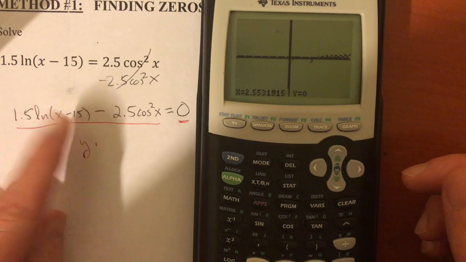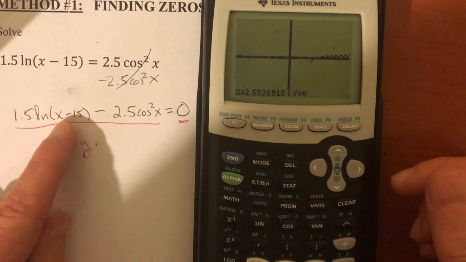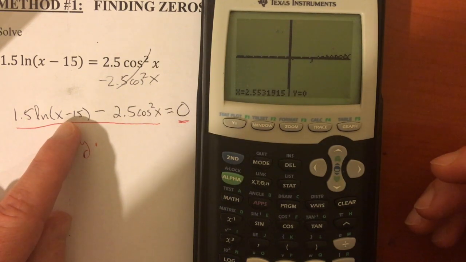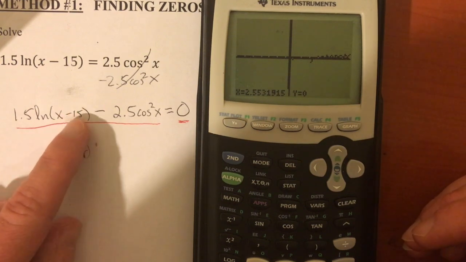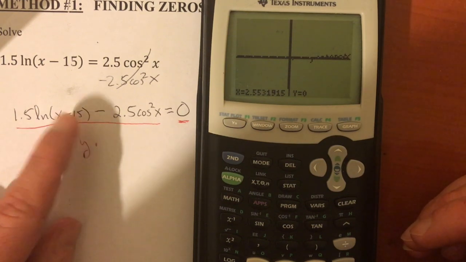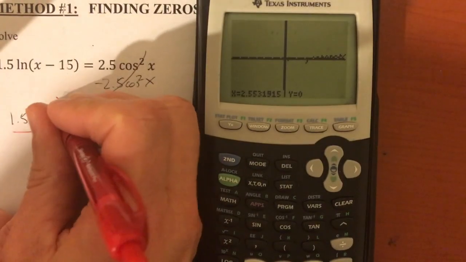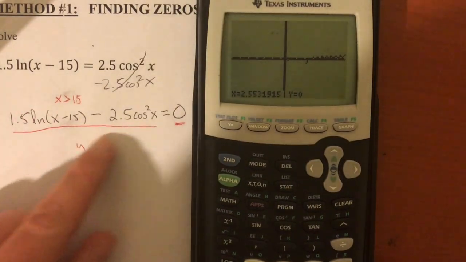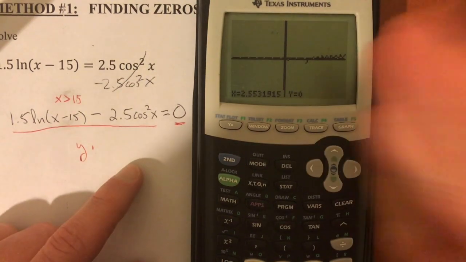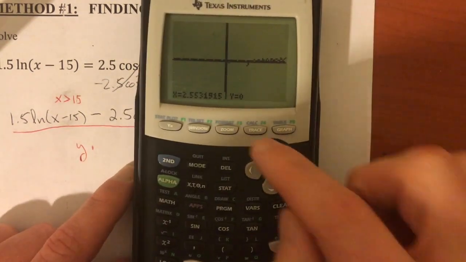It's a tool. Looking at this here, the natural log of x minus 15, you should know that a logarithm is undefined when the argument is 0 or negative. So x minus 15 has to be greater than 0, or in other words, x must be greater than 15. That's the domain of this function. So the graph doesn't even start until you get to x equals 15.